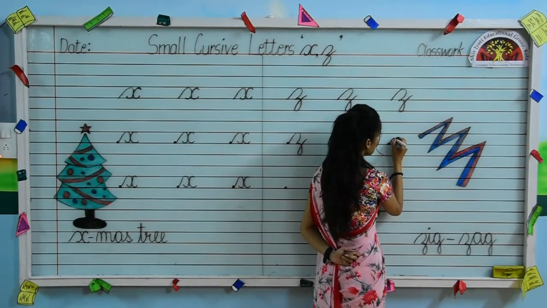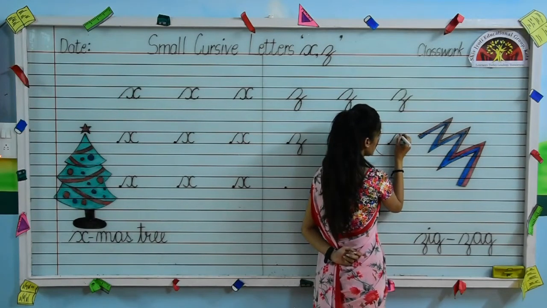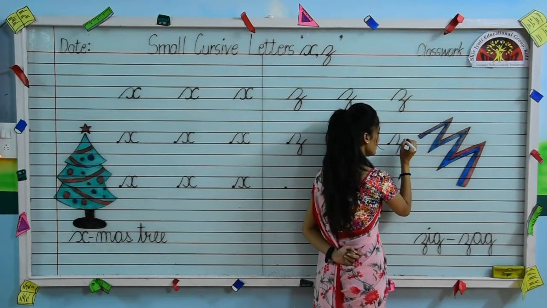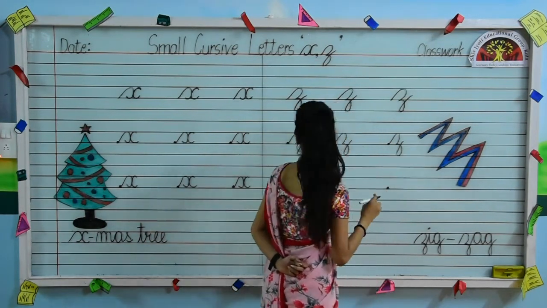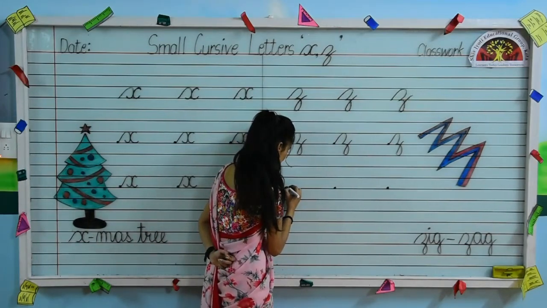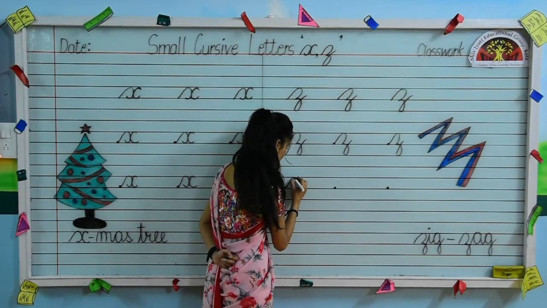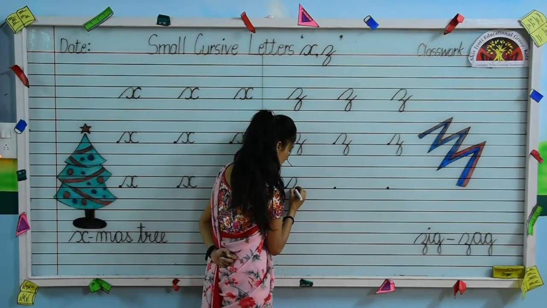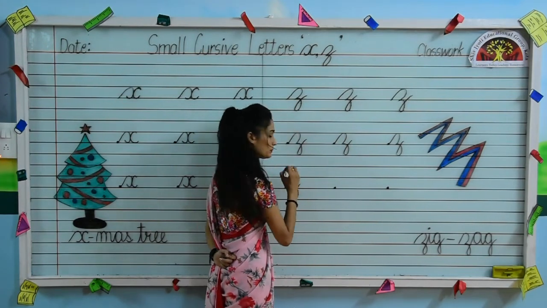From the third line, slanting line, touch the second line, make a curve, again make a curve, touch the fourth line and make a loop like this. Okay kids? Let's see few more times. Pay attention over here kids. Slanting line up from the third line till the second line, then make a curve, again make a curve, touch the fourth line and a loop like this.